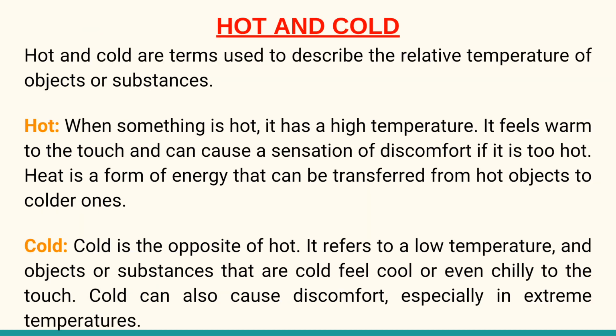Hot and cold. Hot and cold are terms used to describe the relative temperature of objects or substances. Hot. When something is hot, it has a high temperature. It feels warm to the touch and can cause a sensation of discomfort if it is too hot. Heat is a form of energy that can be transferred from hot objects to colder ones.